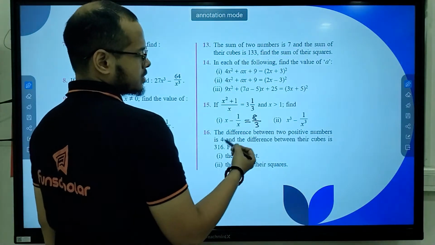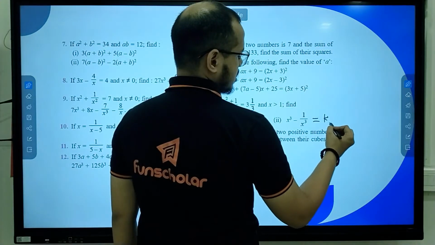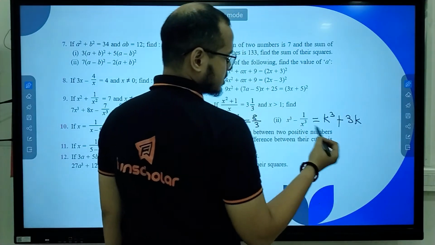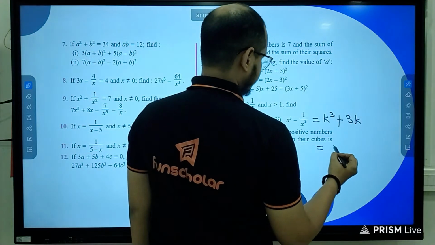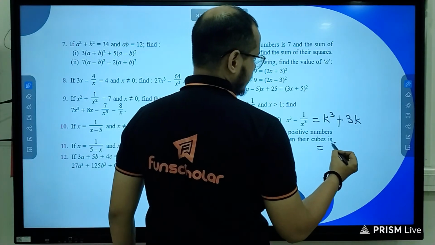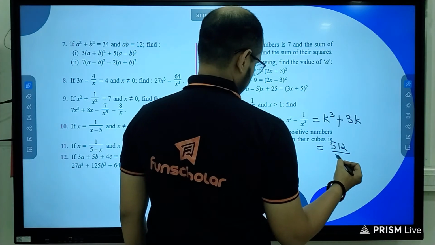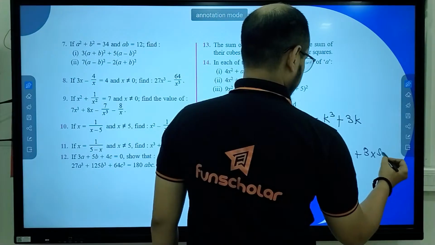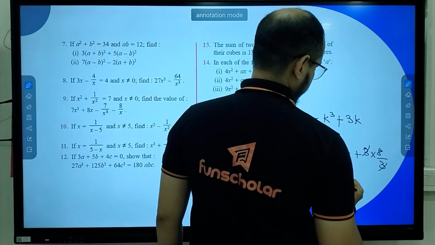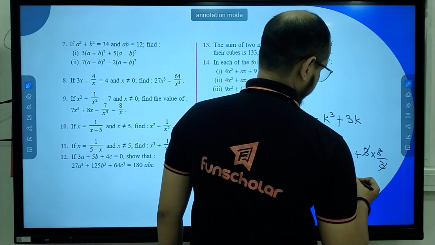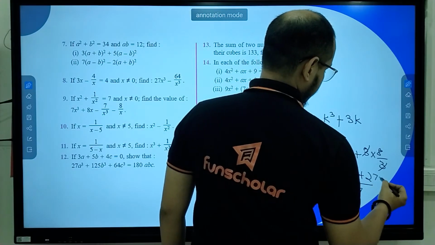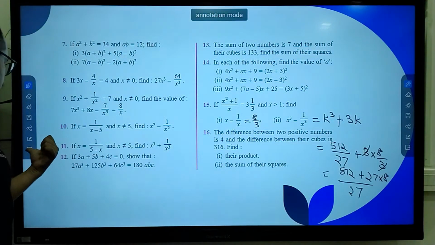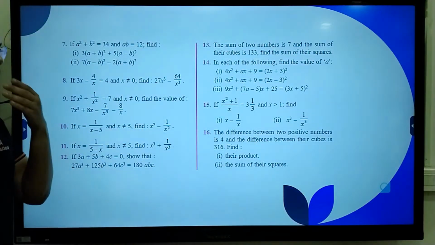Okay. Now this can be done directly. What is this? It is k³ minus 3k. Sorry, it will be plus there because the minus sign is present here. So 8 cubed is 512 over 27, plus 3 into 8 by 3, that is 8. So 512 by 27 plus 8. Solving this will give you the answer. Okay, I think this is more than enough for you to understand.